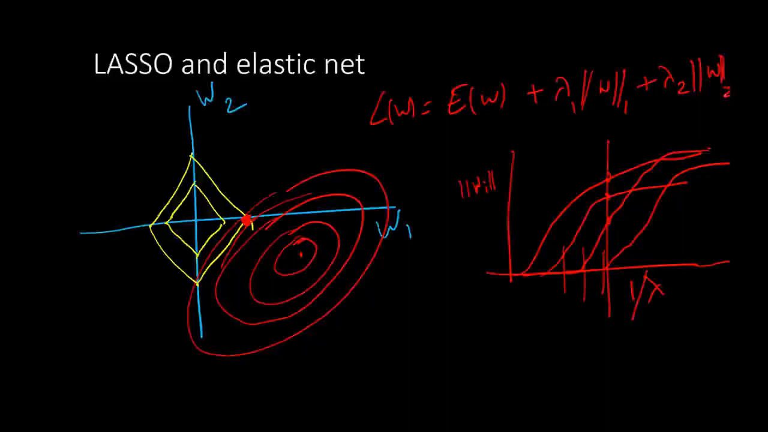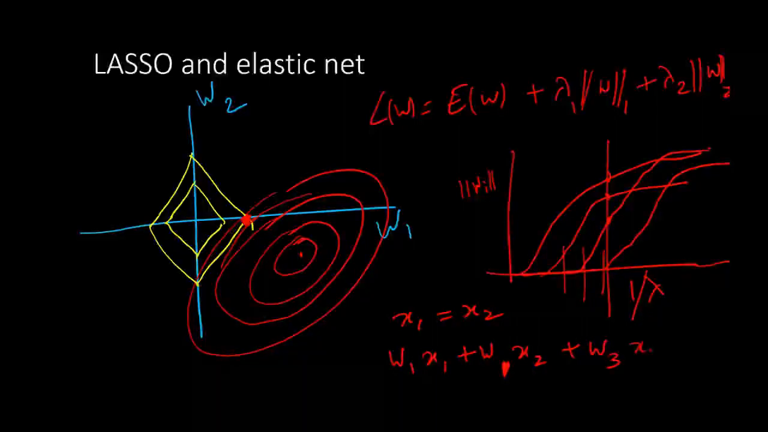And what that does is it actually has a certain desirable property where it will keep correlated variables either in or out of the model together. So let me give you a motivating example. Let's say we have two variables x1 and x2 and they're exactly the same. Ideally what we would want is w1 x1 plus w2 x2, or let's say w1 x1 and w1 x2, and then w3 x3 etc.